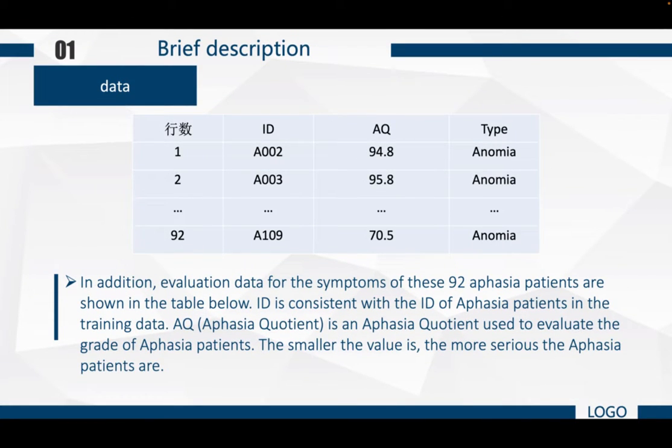In addition, evaluation data for the symptoms of these 92 aphasia patients are shown in the table below. ID is consistent with the ID of aphasia patients in the training data. AQ, which is aphasia quotient, is used to evaluate the grades of aphasia patients. The smaller the value is, the more serious the aphasia is.